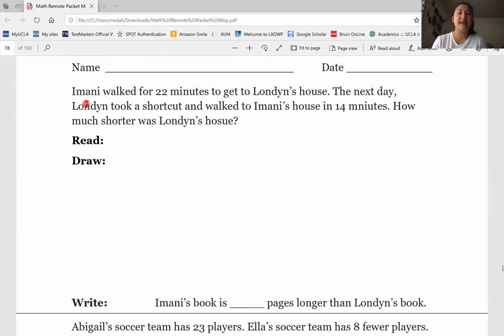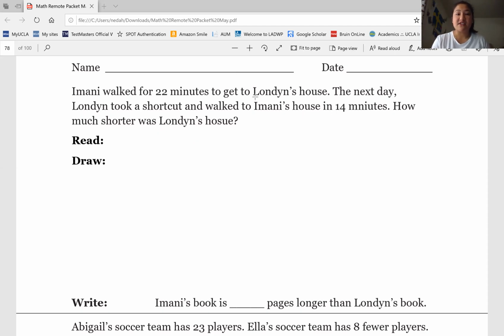1, 2. Imani walked for 22 minutes to get to London's house. The next day, London took a shortcut and walked to Imani's house in 14 minutes. How much shorter was London's house? So I think the problem here means to say how much shorter was the walk to London's house. Sorry, that's Miss Javady's fault.